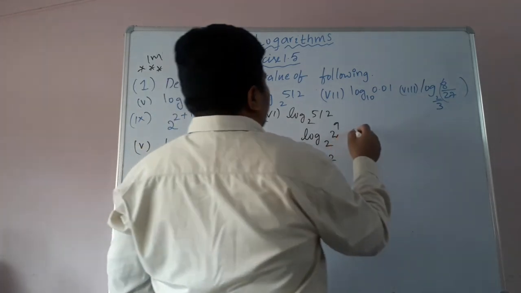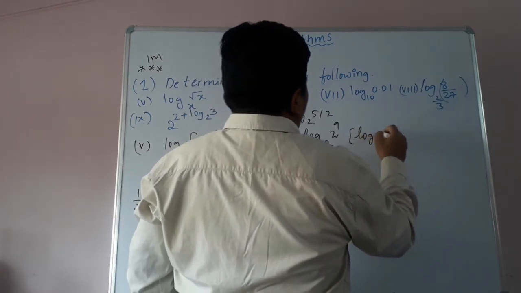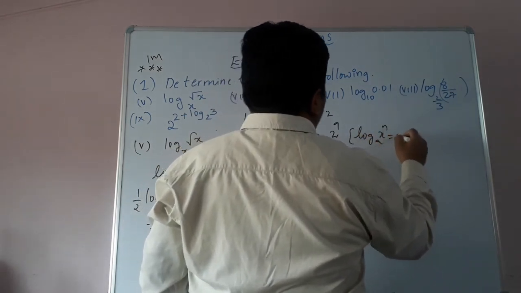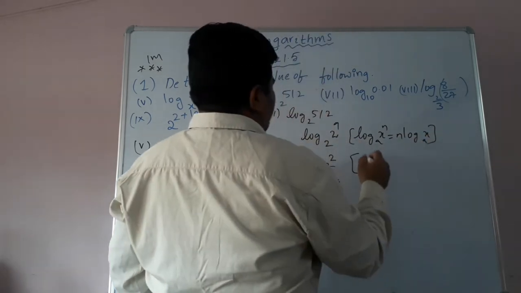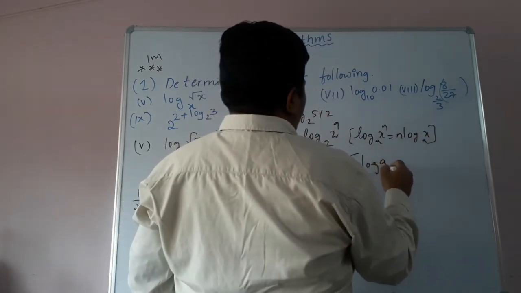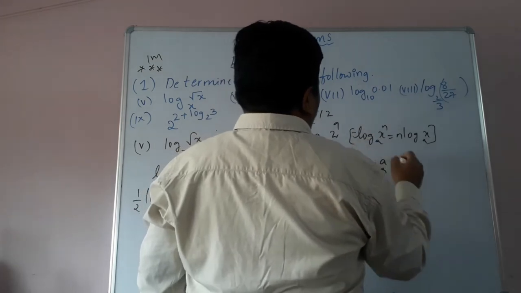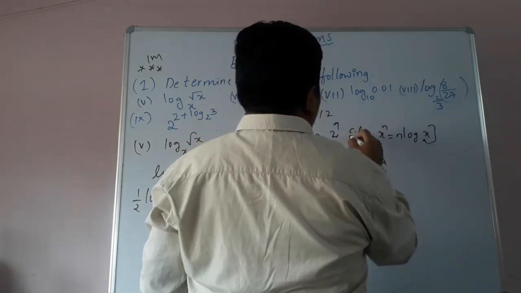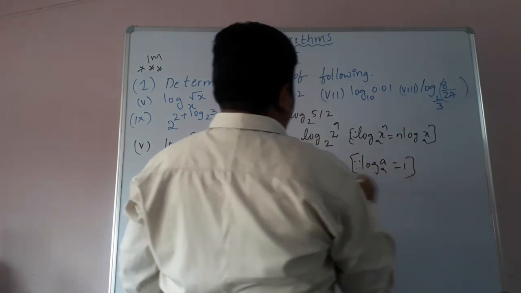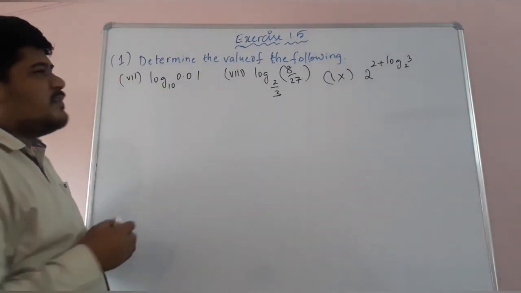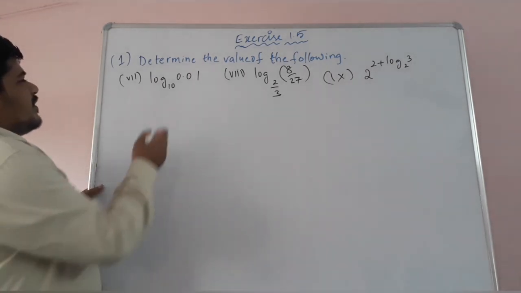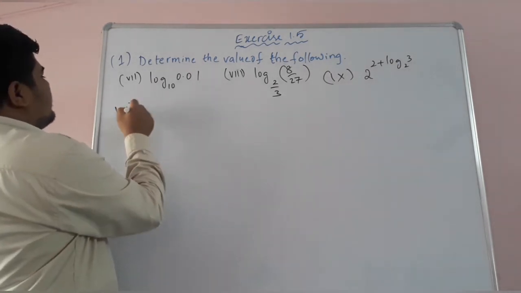So here which formula did we use, children? Log x power n base a is equal to n log x base a. And here which formula did we use? Log a base a, since log a base a is equal to 1. Final answer is 9. Now let's see problem number 7: log 0.01 base 10. Children, see how to solve this.